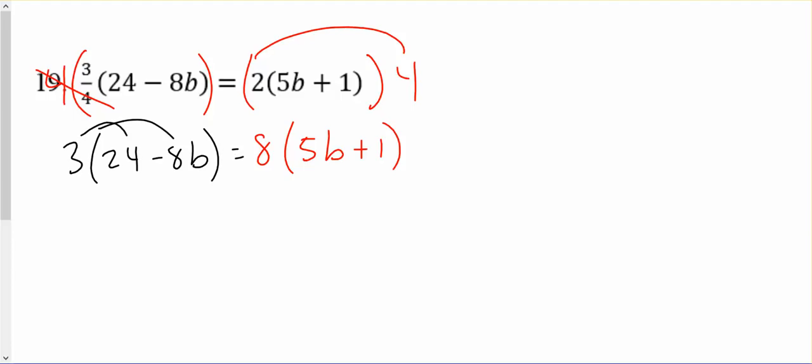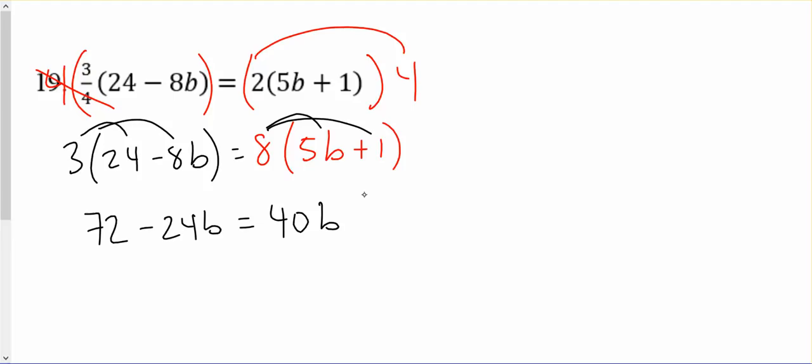Distribute and distribute. 3 times 24 makes what? 72. 72, and 3 times negative 8b makes negative 24b. 8 times 5 is 40b, and 8 times 1 makes 8.